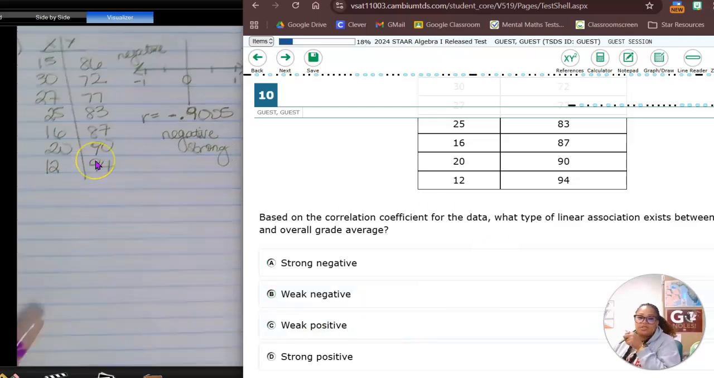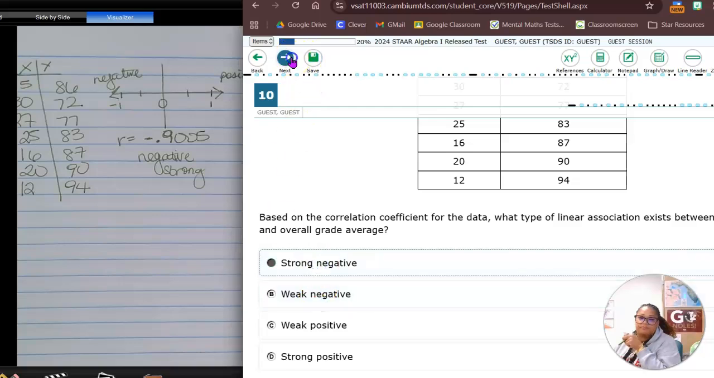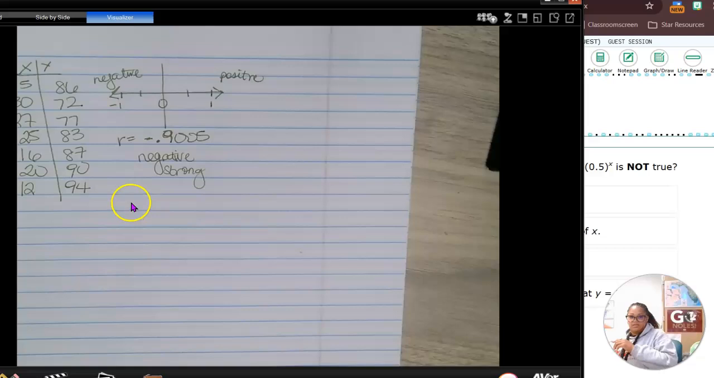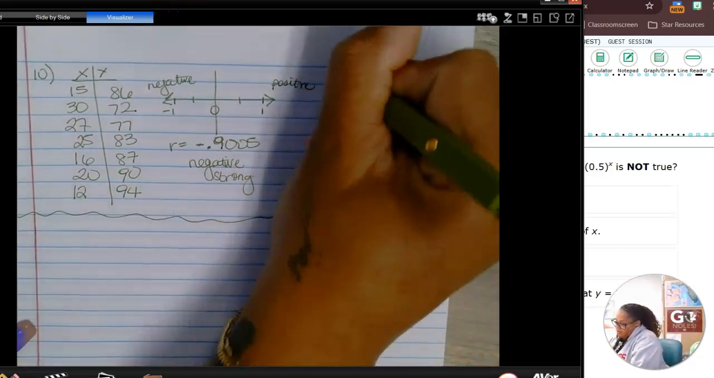I think I left off on question 10 because this was negative 0.9005. This would be a strong negative, so I'm going to come, oops, it says weak. All right, it says, which statement about the graph y equals 16 times 0.5 to the x power is not true? All right, so let's write down what we do know.